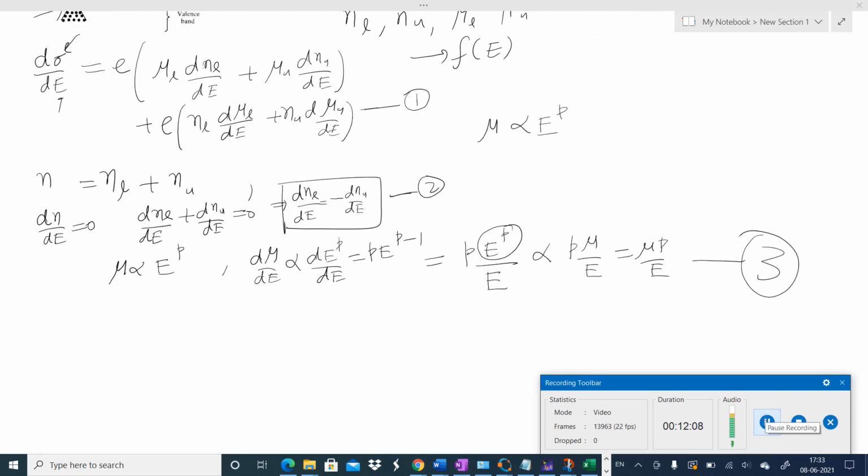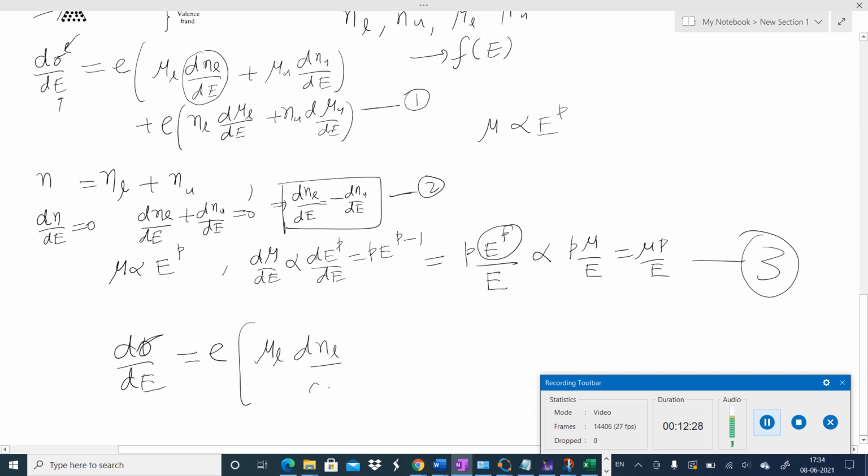Okay, now we substitute 2 and 3 in 1, we will get what is in 2, dσ/dE is equal to E times. Now this dNL/dE remains as it is, so I will write here μL dNL/dE plus μU, then dNU/dE can be written as minus dNL/dE, so I will write here minus dNL over dE.